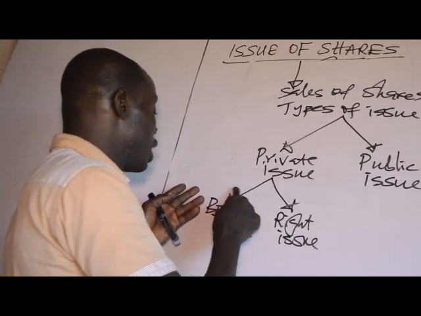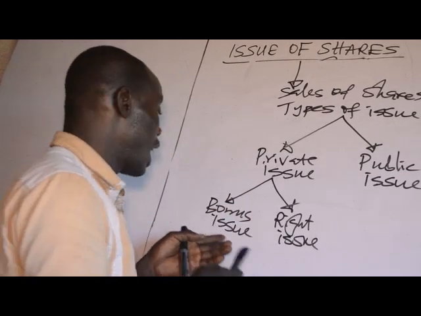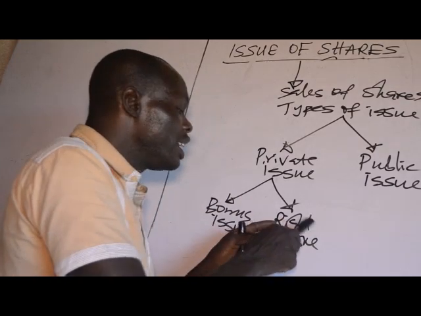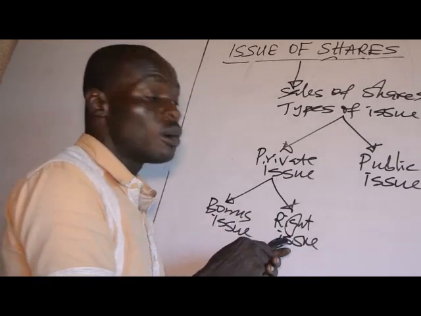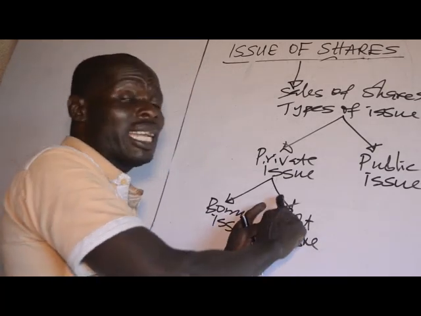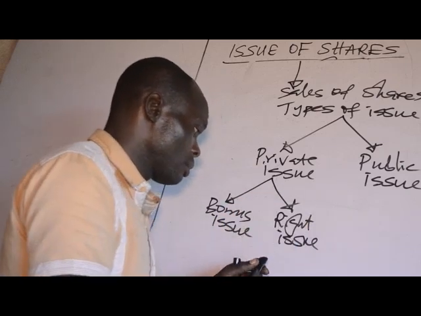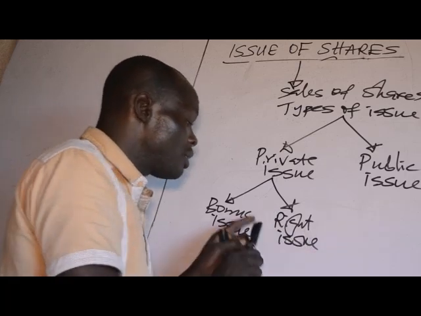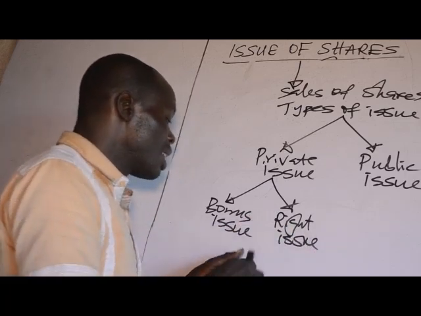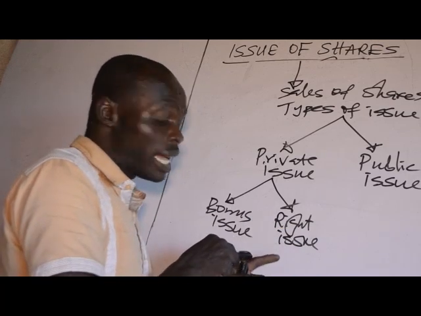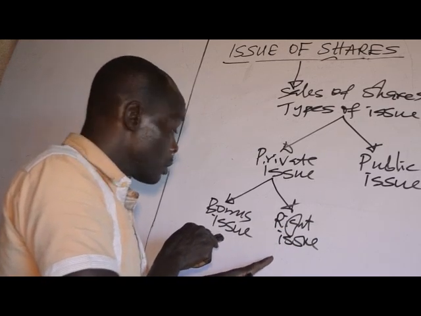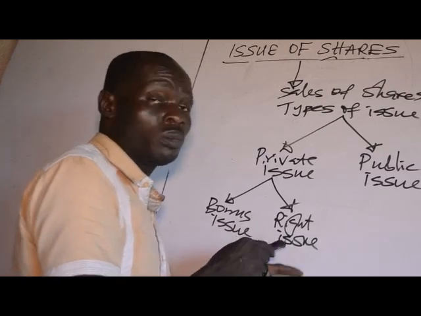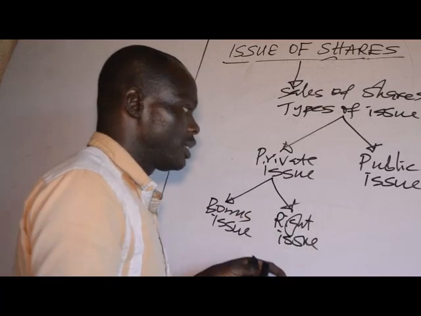Bonus issue does not involve cash. It's not an issue of shares for cash. But right issue is also an issue of shares to the existing shareholders, but at a price below the market value of the shares. The difference between the bonus issue and the right issue is that in the bonus issue, no cash is involved, but in the case of the right issue, cash is involved.